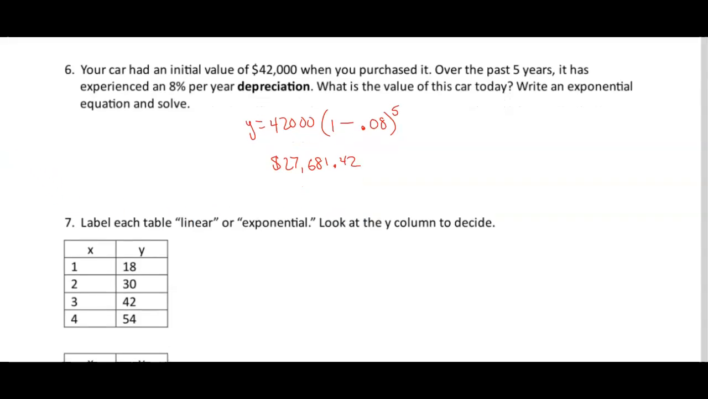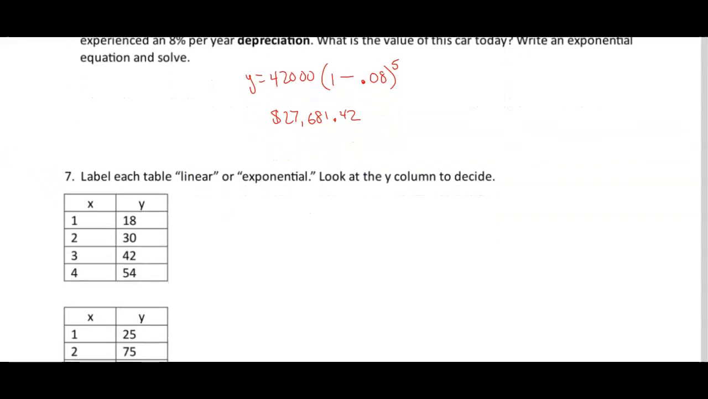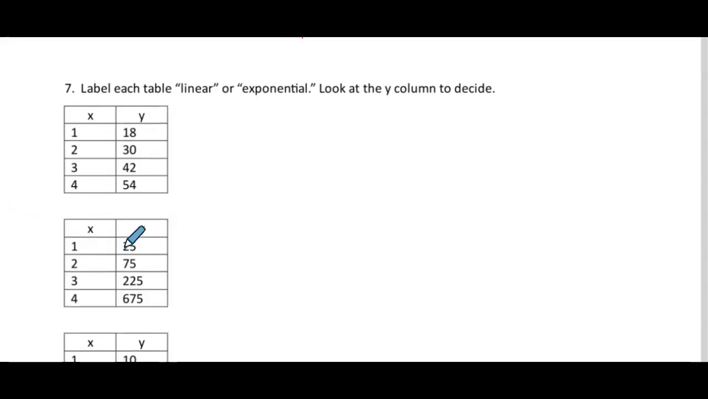Label each table linear or exponential. Look at the y column to decide. So what I'm looking for here is, is it increasing by the same amount, or does it appear to be multiplying by something to progress? So 18 goes to 30, 30 goes to 42, 42 goes to 54. That's going up by the same amount every time. So this one is linear.